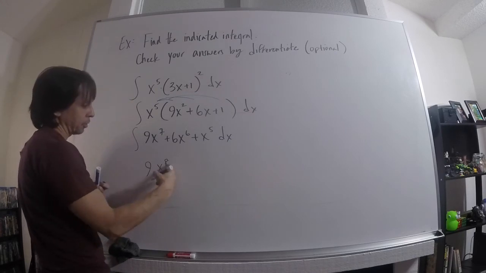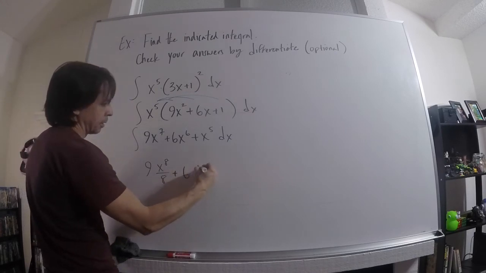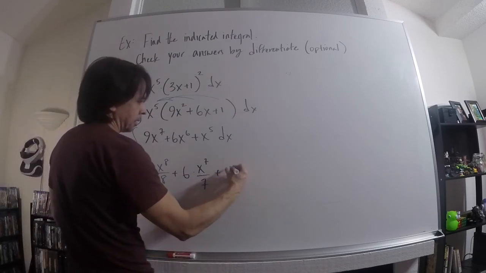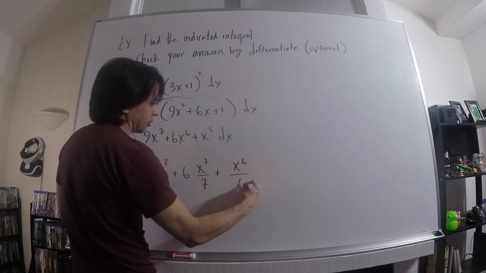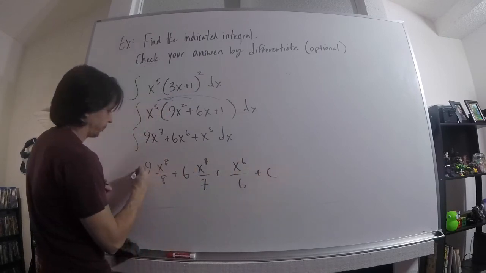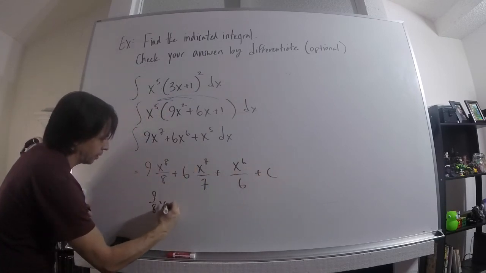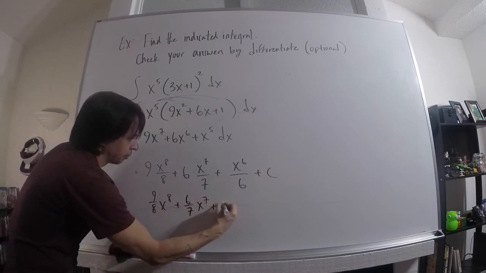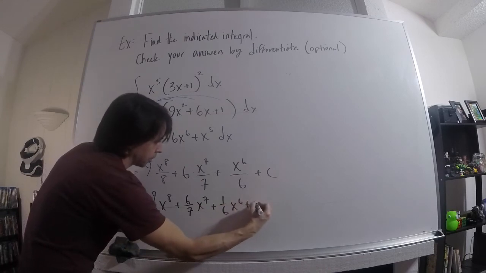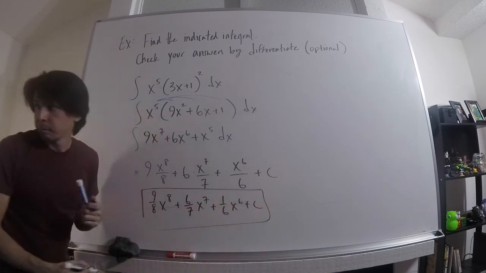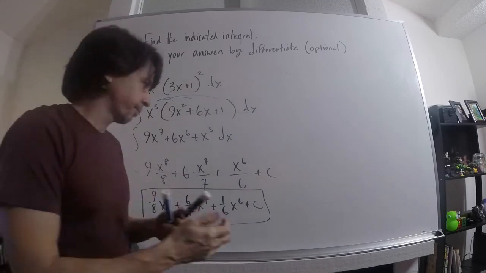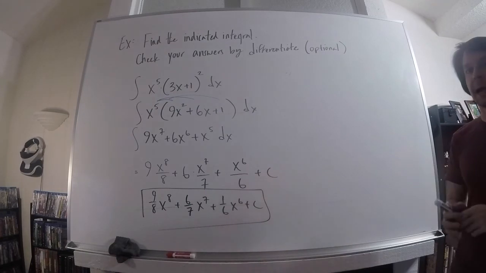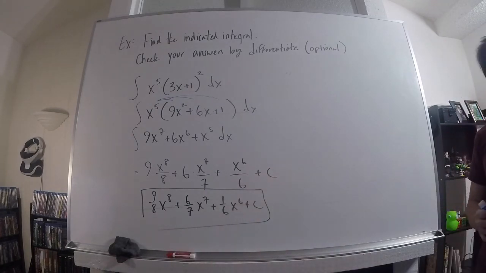Bump that power up by 1, it's 8 divided by 8. Bump that power up by 1, 7 divided by 7. And that's 6 over 6. Plus the c. So 9/8 x to the 8, plus 6/7 x to the 7, plus 1/6 x to the 6, plus c. And that's it. That's how you have to handle it. Basically, FOIL it out to get a polynomial, not products of factors. You don't want things in factored form for antiderivatives.